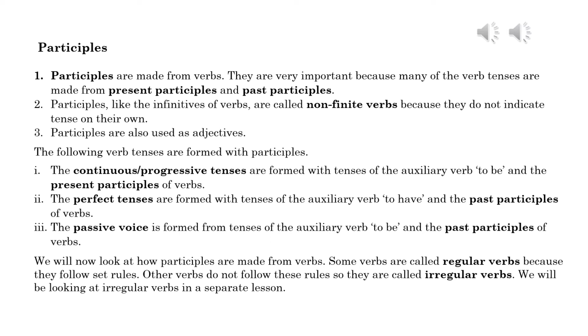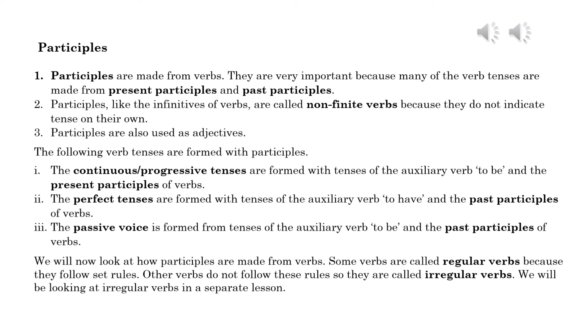Participles, like the infinitives of verbs, are called non-finite verbs because they do not indicate tense on their own. Participles are also used as adjectives. The following verb tenses are formed with participles. 1. The continuous or progressive tenses are formed with tenses of the auxiliary verb to be and the present participles of verbs.